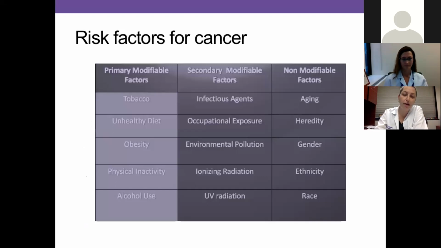So when we think about risk factors for all cancers, we divide them into modifiable and non-modifiable ones. The non-modifiable ones are things that we're born with, or things that we can't control, such as our age, our genetics, gender, ethnicity, and race. So I won't focus on that for now, but I'll spend the majority of the first half of this talk discussing the primary modifiable risk factors, because those are things that we can all be improving and changing to decrease our risk of cancer.